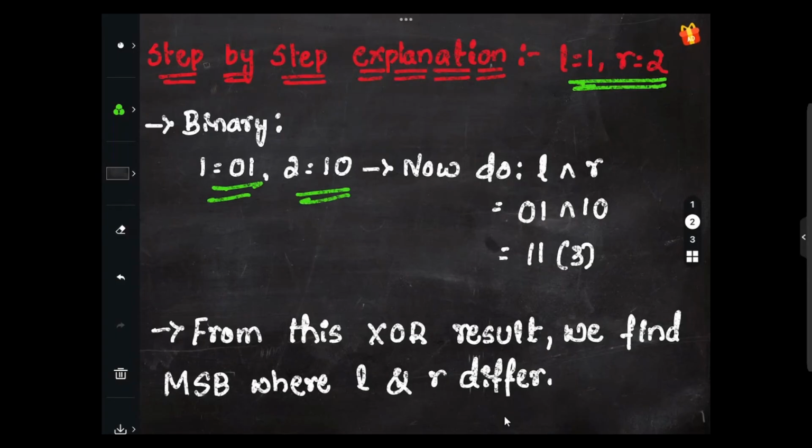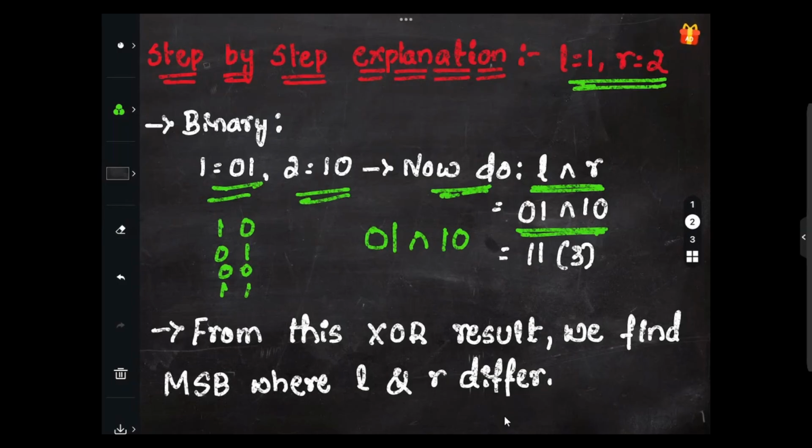Now what we will do is L XOR R. In binary form, this is 0 1 XOR 1 0. The XOR table we know: 0 0, 0 1, 1 0, 1 1.